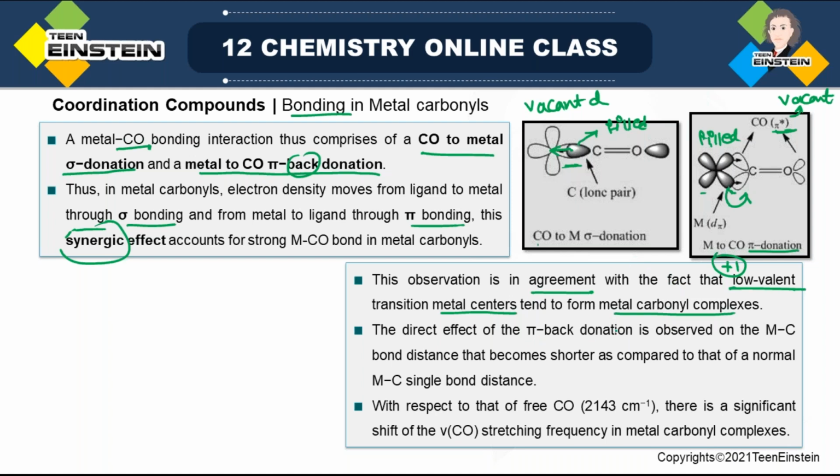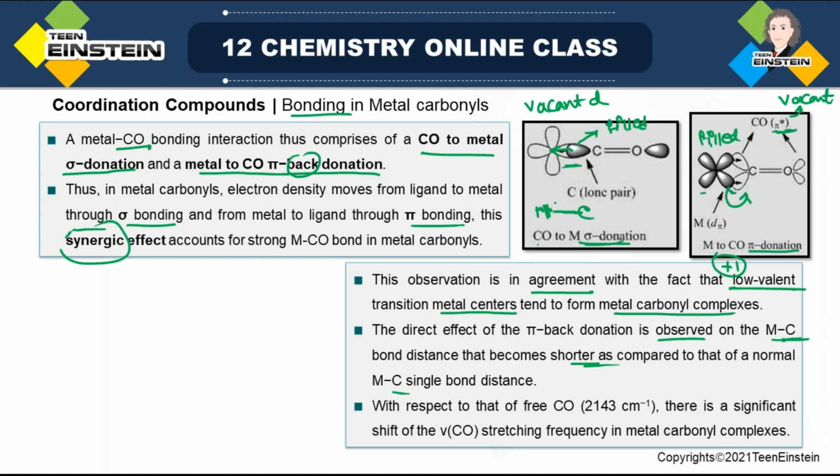The direct effect of pi back donation, there is also an observation which supports this process. So what is the observation? It is observed that the metal-C bond distance becomes shorter as compared to that of a normal metal-carbon single bond. Suppose only sigma donation is occurring. Suppose the second process is not occurring. So what will you have? You will have only a metal-carbon single bond, like this, M, C, and then there is a CO bond, right?